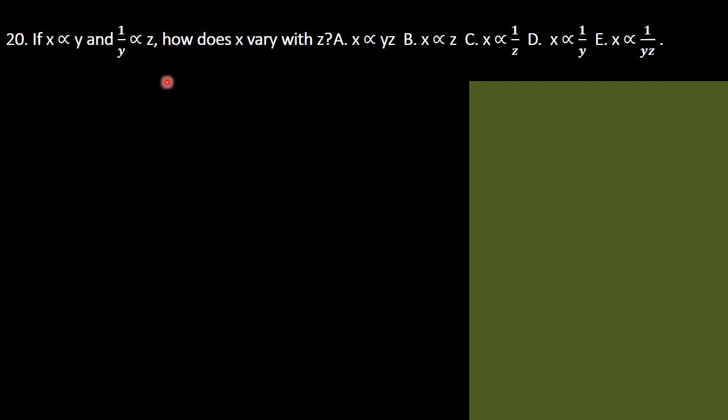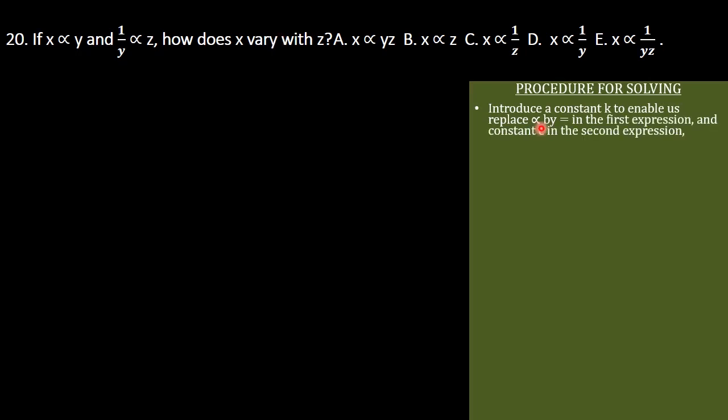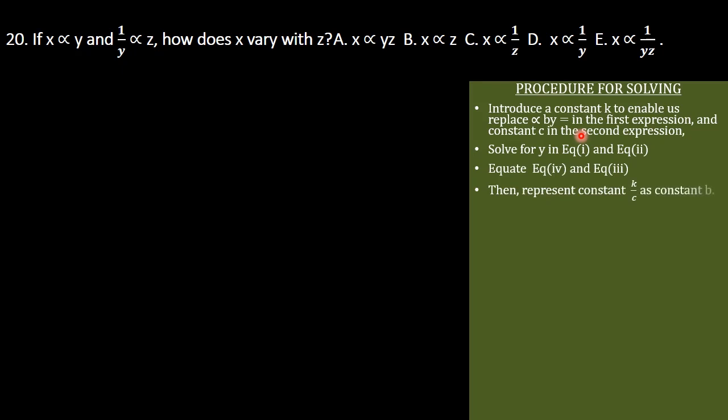Question 20. If x varies directly as y and 1 over y varies directly as z, how does x vary with z? Let's check the procedure for solving this. Introduce a constant k to enable us to replace proportional to by equals to in the first expression, and constant c in the second expression. Then solve for y in equation 1 and equation 2. Equate equation 4 and equation 3. Then represent constant k over c as constant b.